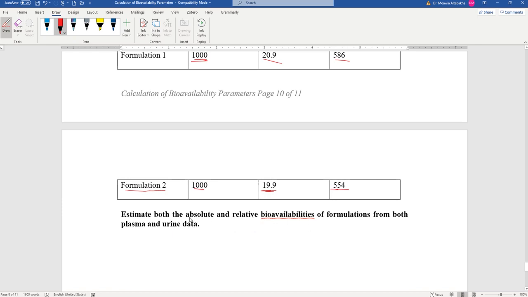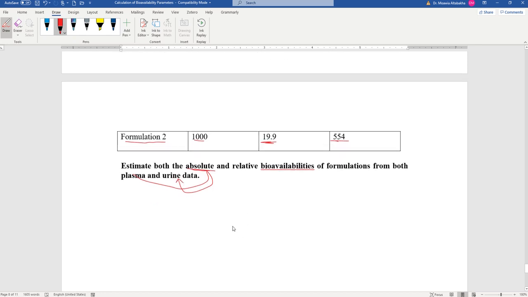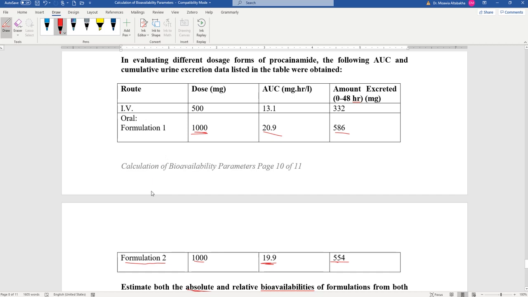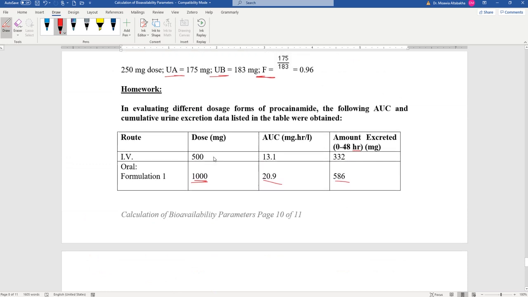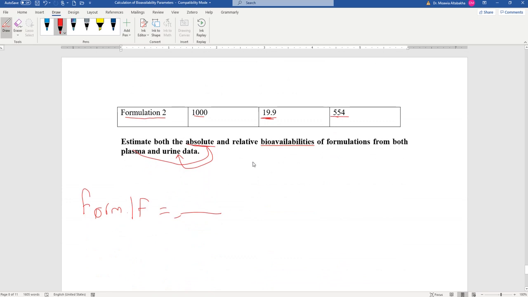First, let's calculate the absolute bioavailability, from the plasma and from the urine data. As we said, to calculate F absolute, we need to divide. First let's look at the plasma data, for formulation 1. What is the absolute bioavailability from the plasma data? It will be 20.9 divided by the IV. I took the oral, and because it's absolute, I have to divide it by IV.